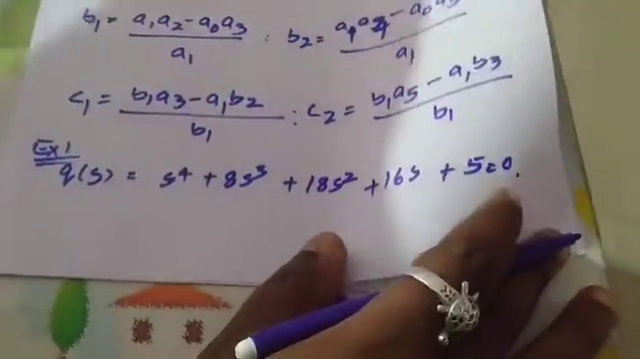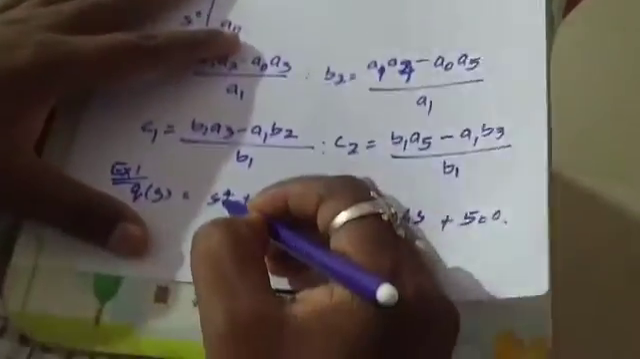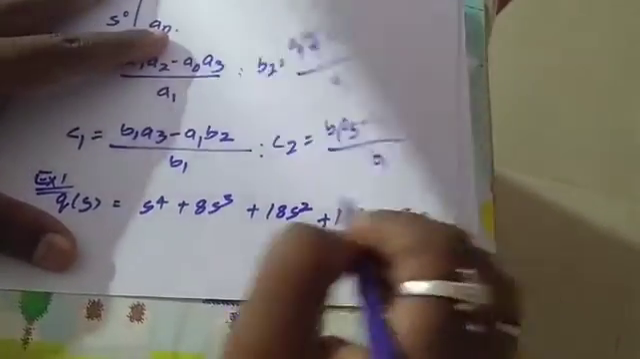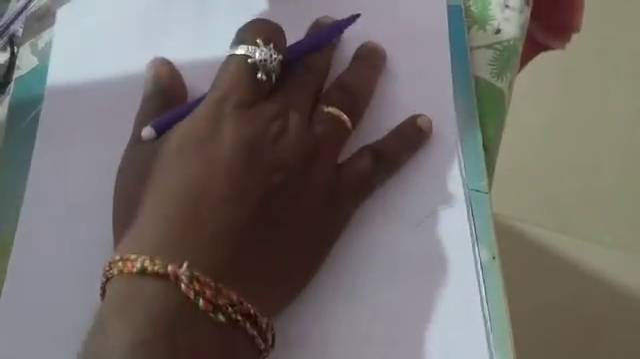So what you have to do, I will go for next. You write the maximum power of S given in the equation: S to the power of 4, S to the power of 3, S to the power of 2, S, and S to the power of 0. You draw one vertical line. Now you place the values from the characteristic equation like this: A naught, A1, A2, A3.